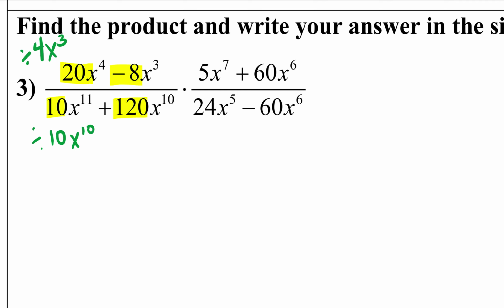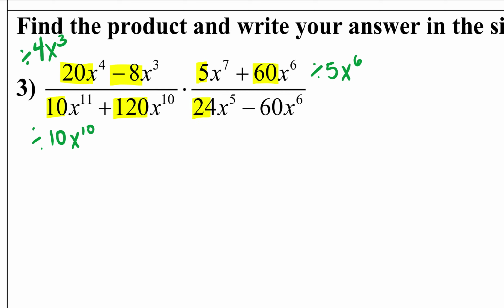All right, let's go over here, top right, 5 and 60. 5 can go into both of those, and x is in both. Lowest exponent is 6. And my biggest exponent is positive, so GCF is positive.